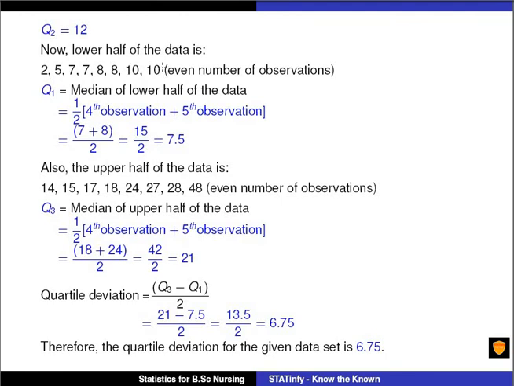For calculating Q1, we just take the median of this lower half of the data. Here also, since there is an even number of observations, we have to arrange the data in ascending or descending order, which is already done. We can see that 7 and 8 come in the middle of the data, so we take the average of these two, 7 and 8, and we get 7.5. So Q1 is the median of the lower half of the data, and the lower half of the data means the observations before the median.